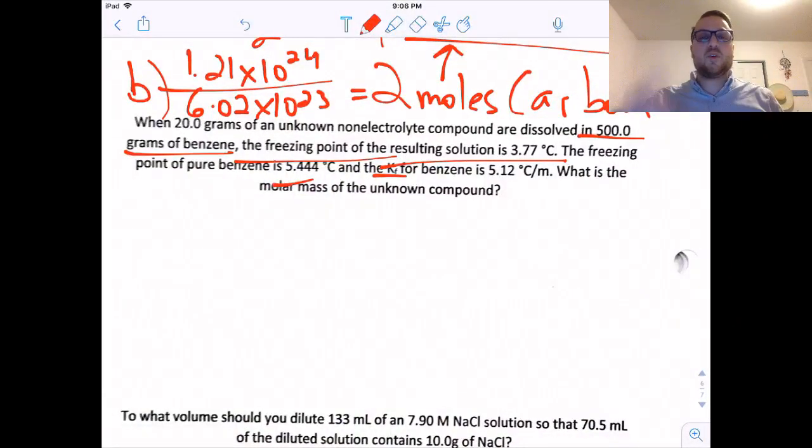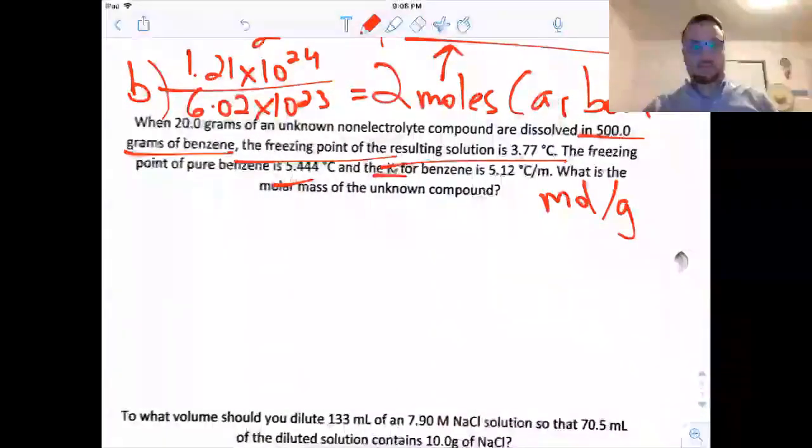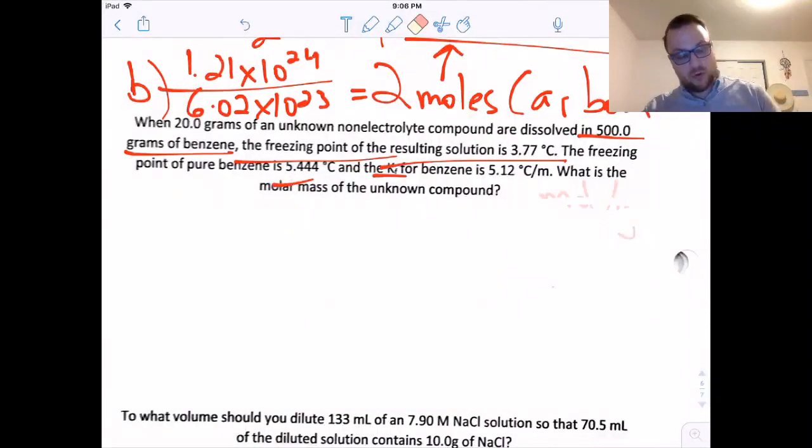Molar mass is moles per gram. No, grams per mole. Come on, Mr. G. Been talking about chemistry all day. I'm losing it. So, grams per mole.